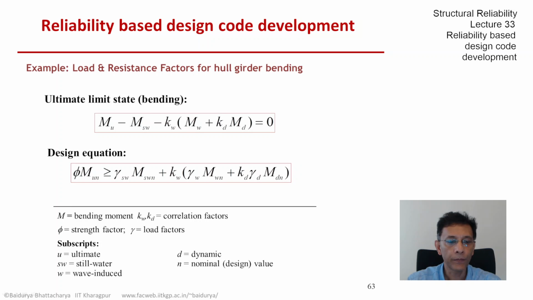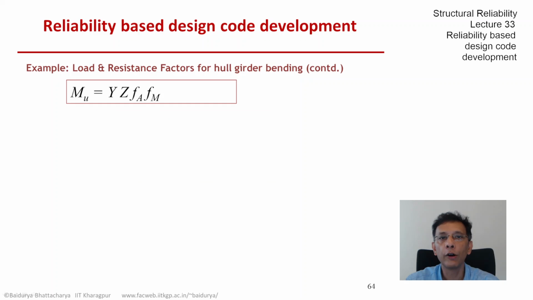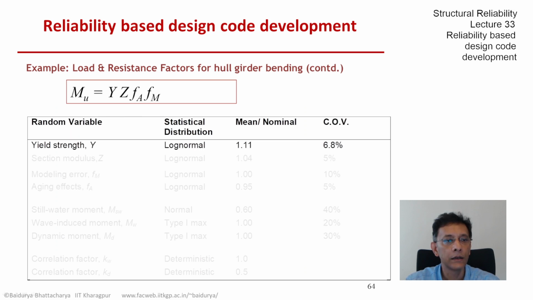So now we take a little closer look at this ultimate moment capacity Mu, and let us see if we could split that into further detail. So an understanding of the mechanics tells us that we could define Mu as the product of 4 random variables, and they are the yield strength Y, and the yield strength, as we have been normalizing, has a log normal distribution with a bias of 1.11 and a COV of 6.8%.